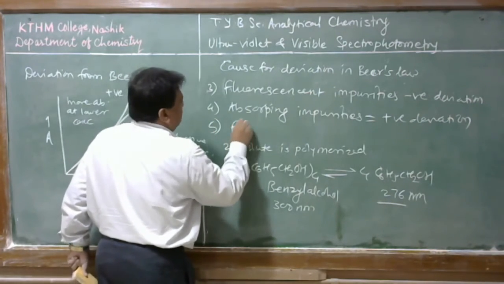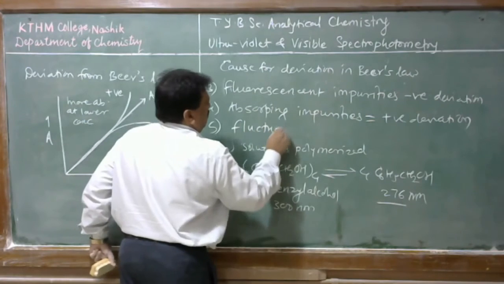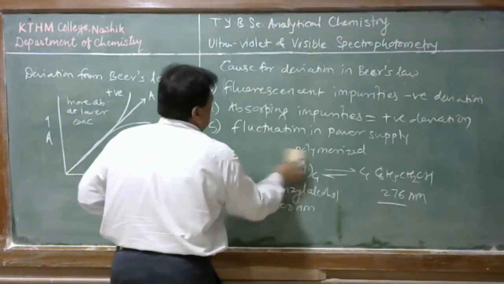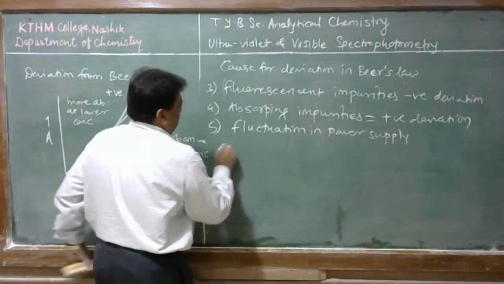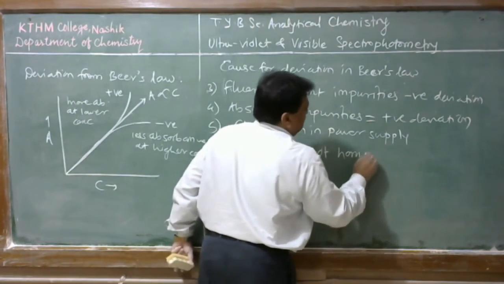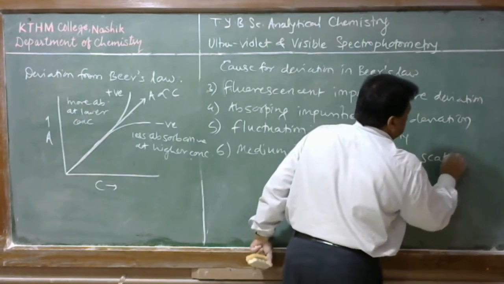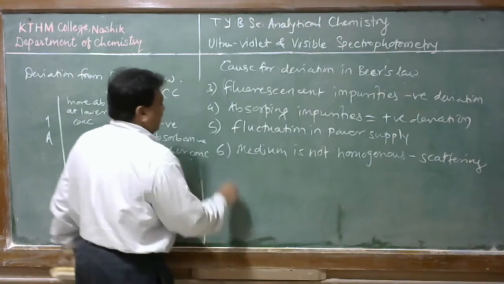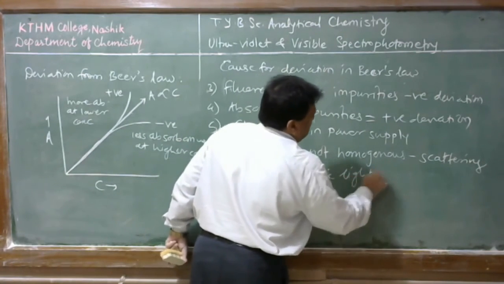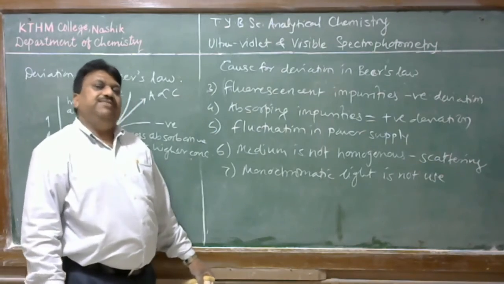The deviation also occurs when there is fluctuation in the power supply. Deviation also occurs if the medium is not homogeneous. Medium not homogeneous means heterogeneous, then scattering of light takes place. Light scatters, and that gives the deviation. Similarly, if monochromatic light is not used, then it gives the deviation. Therefore, these are the causes for the deviation in the Beer's curve.